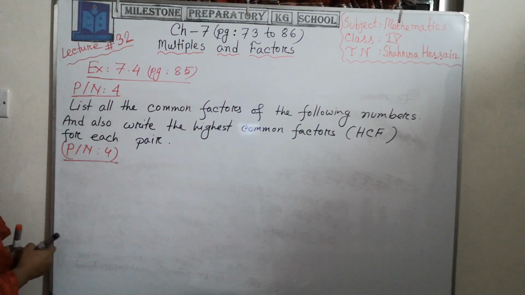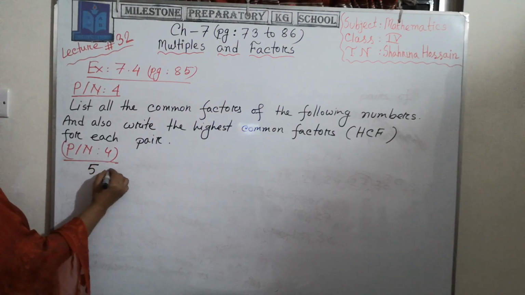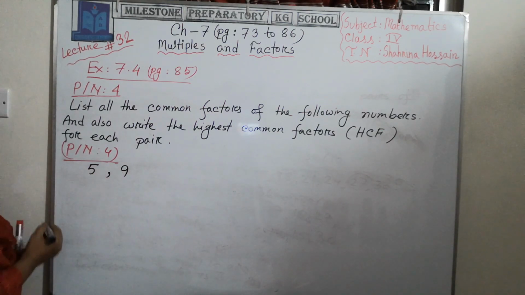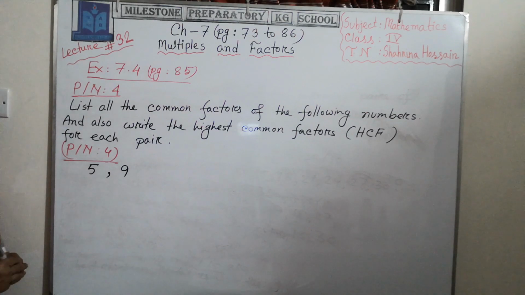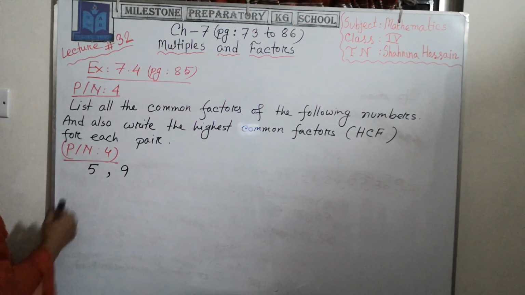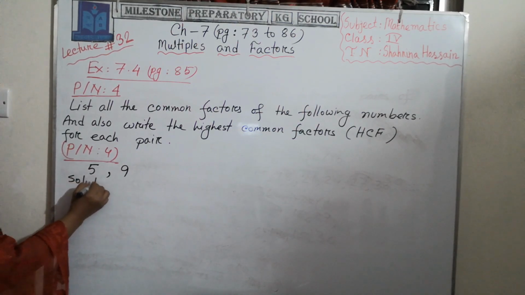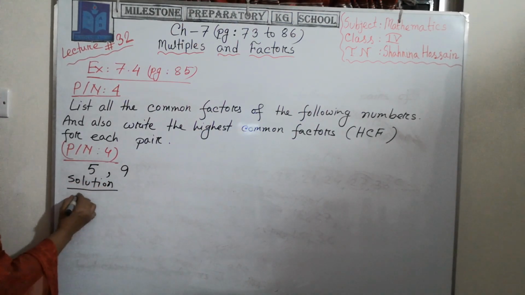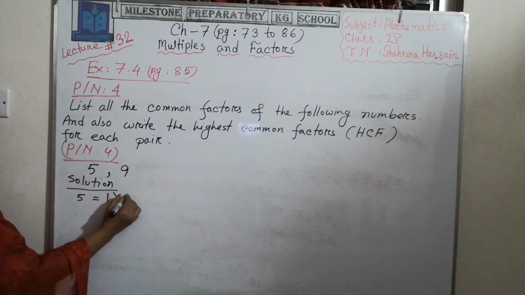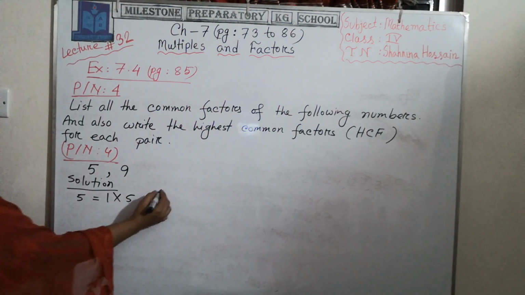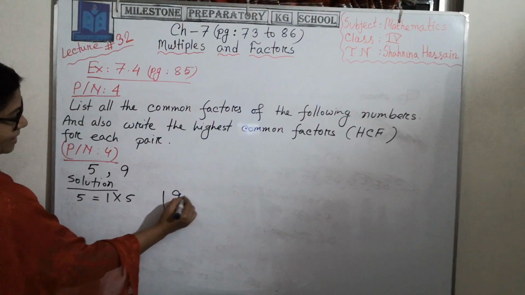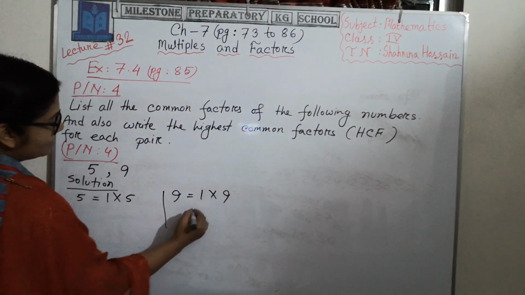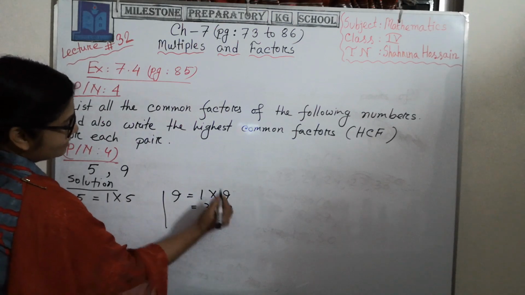Here 5 and 9. We know 5 is a prime number, so we cannot get more than 2 factors of 5. So the solution is that 5 ones are 5, that's enough, and 9 ones are 9 and 3 threes are 9.